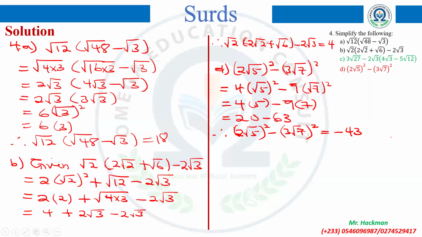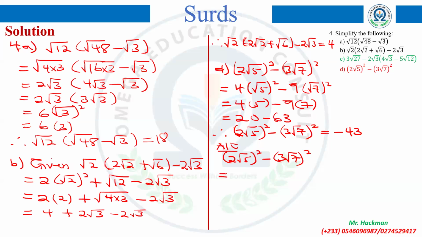Okay, so this becomes the answer. Now let's look at the alternative approach and see whether it will be useful, so that out of experience we can make a decision. So again, what are we given? We've been given 2 roots of 5 squared minus 3 roots of 7 squared. And we can see a difference of 2 squares here.